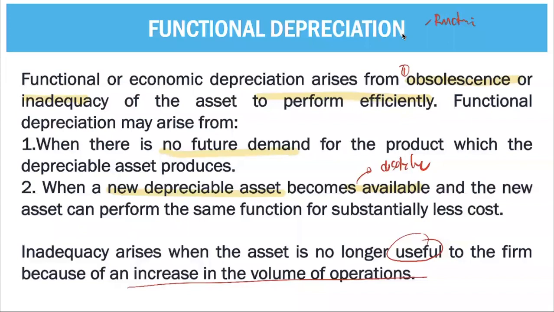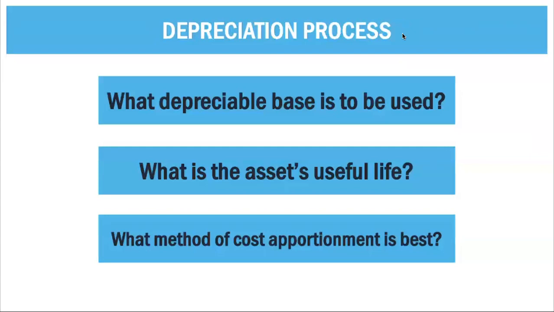We go now to your depreciation process. In your depreciation process, we need to consider these three items. First, what depreciable base is to be used. This depreciable base is either your cost or your carrying amount or your fair value, depending on the model, whether it is cost model or revaluation model. Generally, under cost model, what we use is your cost or carrying amount. And in your revaluation model, we use your fair value. So normally, you know your depreciable base as your cost less your salvage value.